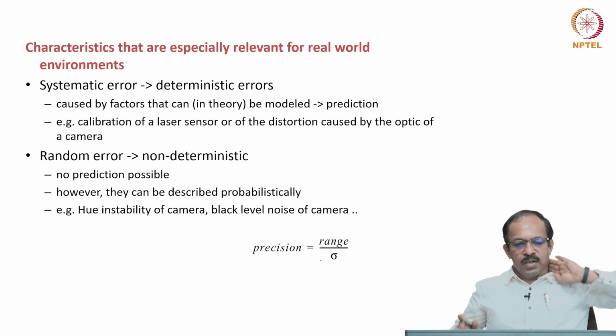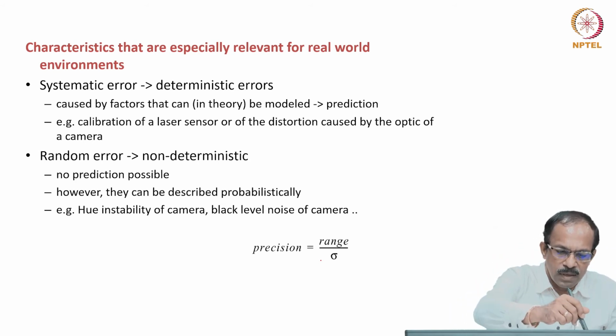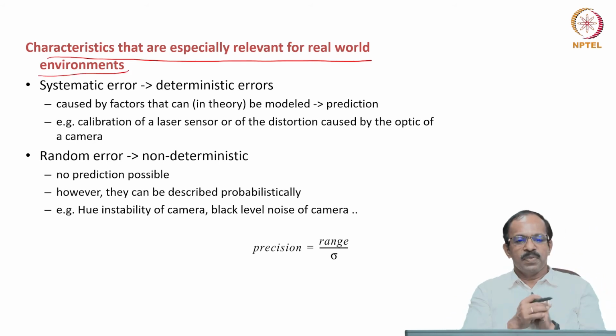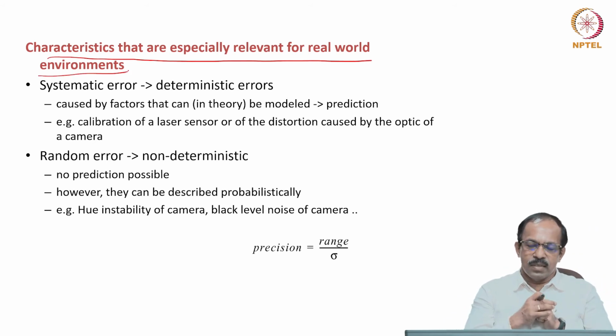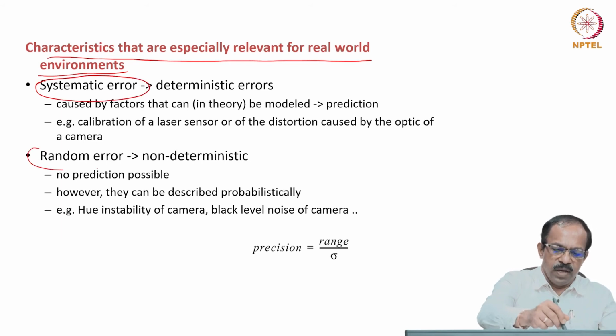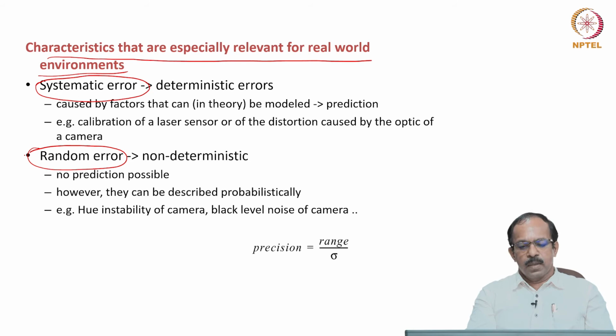This is more important for mobile robots, because these are the characteristics which are very relevant to our real world situations. Most of the time when you take a measurement, there will be errors, and these errors can be classified into two types. One is known as the systematic error, the other one is known as the random error. So what is the systematic error?